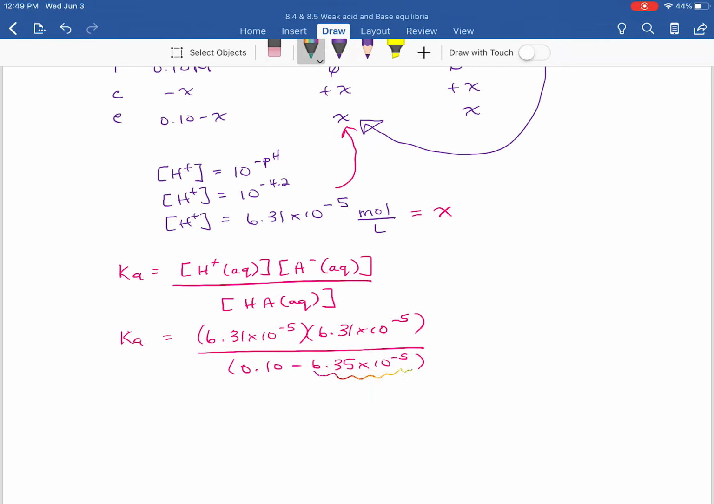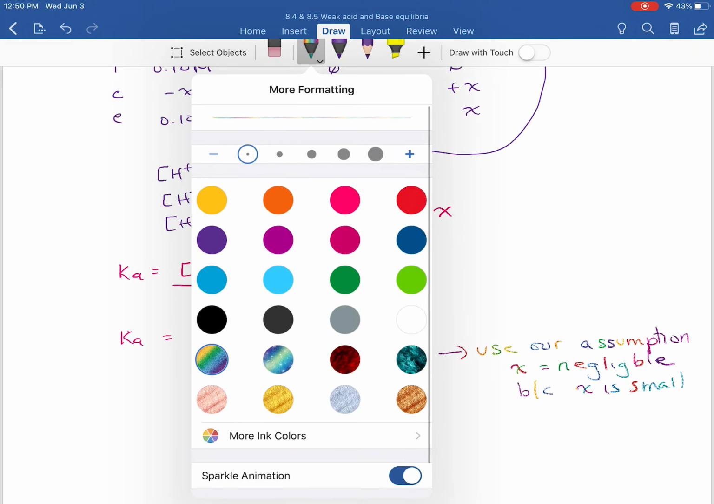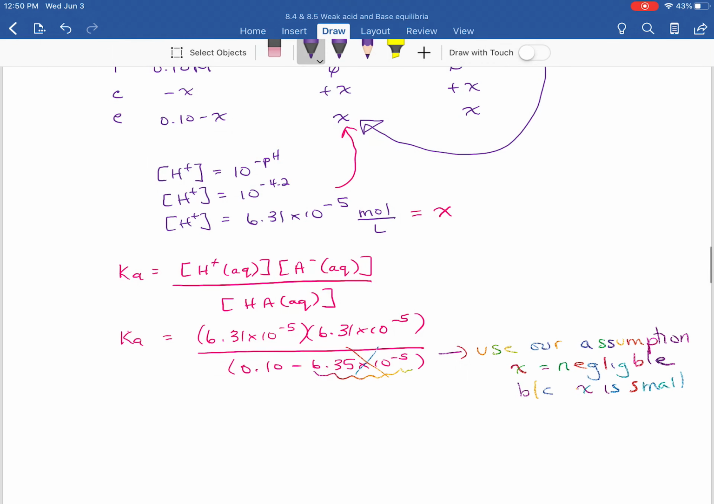We can assume, you like those sparkles. We can assume because this is so small, we can use our assumption. Too much, guys? We can use our assumption that x is negligible because it's really small. If you do that 100 rule, and it is, so we can just do that on that, which makes life so much easier. All right, back to normal.